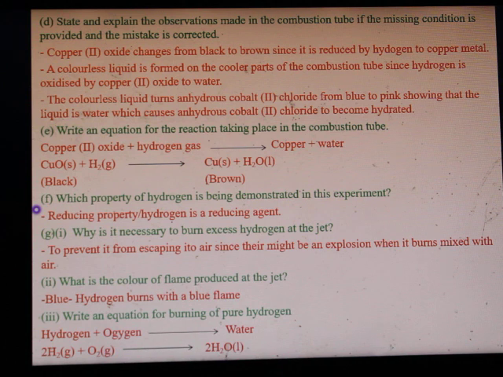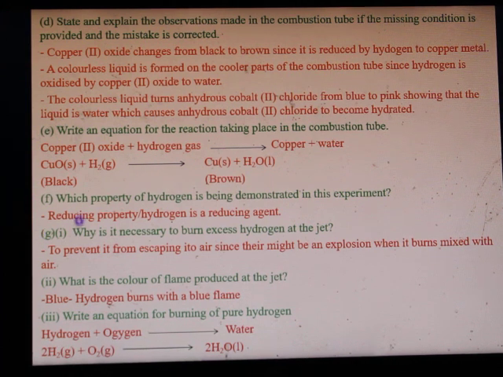Question F, which property of hydrogen is being demonstrated in this experiment? And the property is the reducing property, because hydrogen is a reducing agent. It is removing oxygen from copper 2 oxide, and that removal of oxygen is reduction. So that shows that hydrogen is a reducing agent.